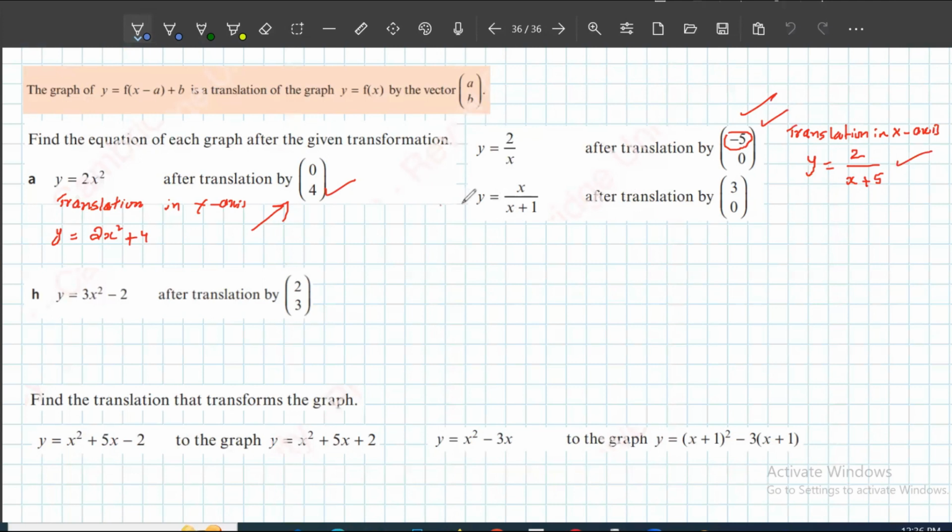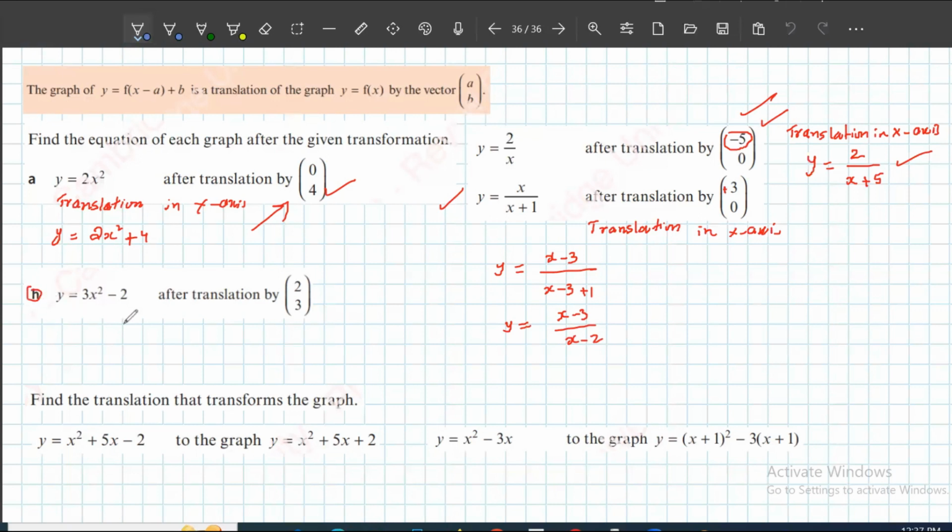And if you check this one, here we still have a translation along the x-axis, and it will affect the original function. But remember that we will choose the opposite sign. If it is plus 3 here, I would say x minus 3 over x minus 3 plus 1, and the new equation is x minus 3 over x minus 2.